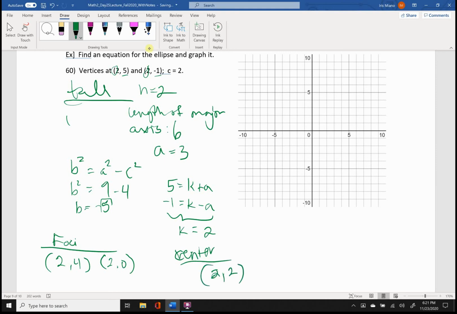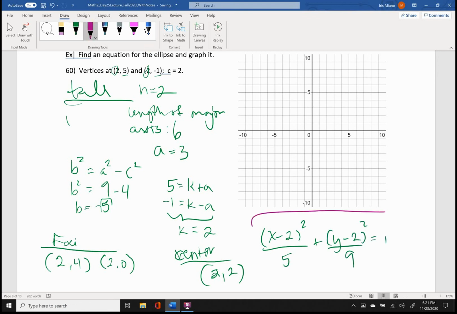Okay, and I think I have all the information I need to get my equation and also graph. Since I am a tall ellipse, I am going to have my larger squared value denominator underneath my y squared term. So that'll be x minus 2 all over 5 squared plus y minus 2 all over 9 squared equals 1. So there's the equation of the ellipse.